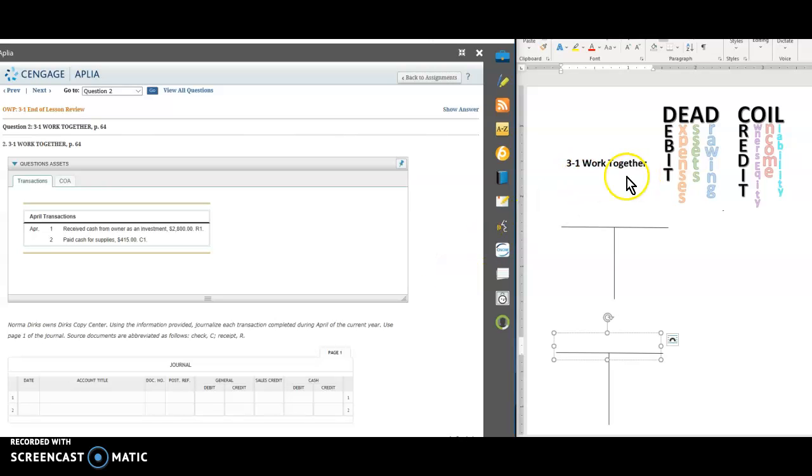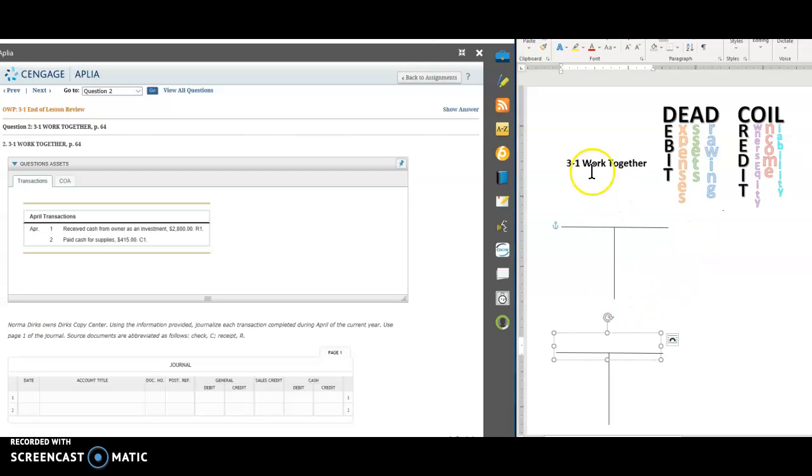3-1 work together. Just a reminder, don't forget about debit and credit. Your debit normal balance, meaning the side that increases, is for expenses, assets, and drawing. So if any of those are increasing, it's going to be a debit. Your credit normal balance, the side that increases for credits, is owner's equity, income, and liability.